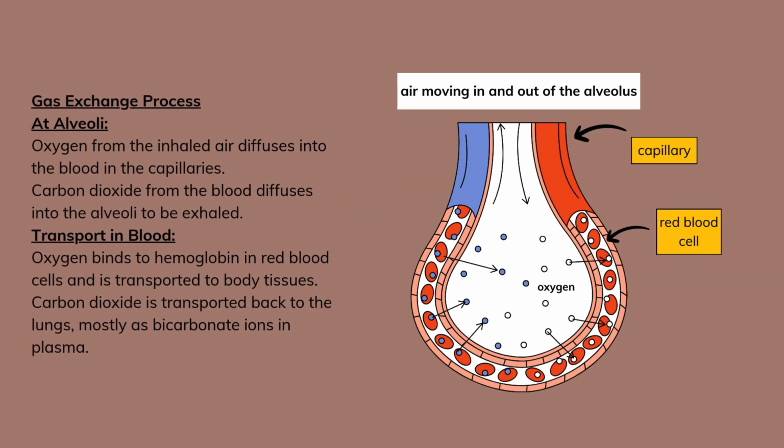Gas exchange process. At alveoli, oxygen from the inhaled air diffuses into the blood in the capillaries. Carbon dioxide from the blood diffuses into the alveoli to be exhaled. Transport in blood. Oxygen binds to hemoglobin in red blood cells and is transported to body tissues. Carbon dioxide is transported back to the lungs, mostly as bicarbonate ions in plasma.